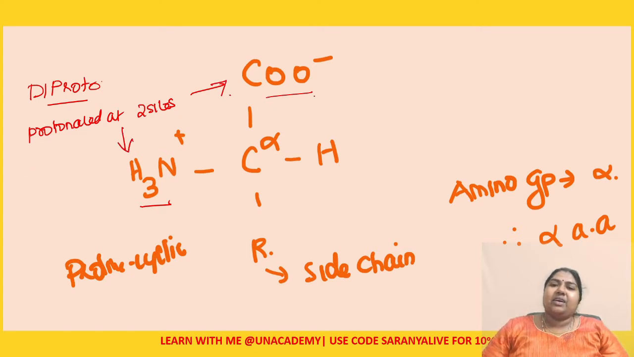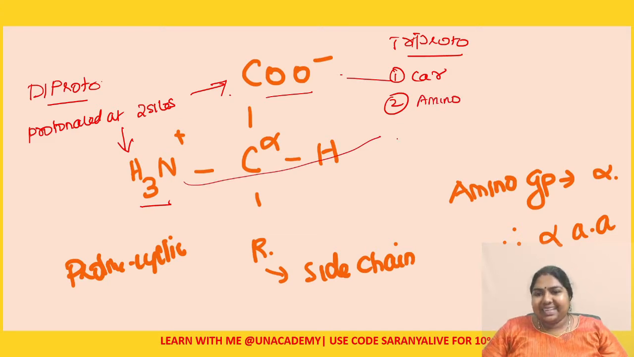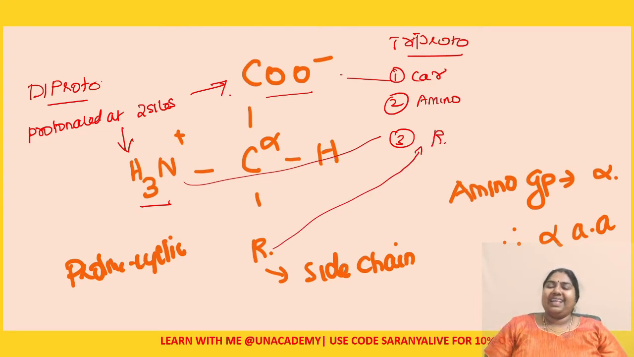And what is triprotic? Triprotic means they are protonated at three sites. Number one, the carboxylic acid. Number two, the amino group. And number three, the R group. Not all amino acids have this R as an essential component, because in glycine the R becomes H, so that doesn't make any kind of protonation.